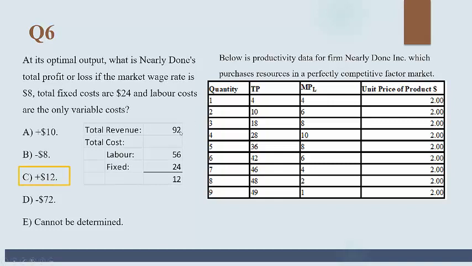Okay, so the total revenue is 92. Labor is $56, so we're going to multiply how much labor we're using times how much each unit costs, which is $8. We get the 56. The fixed cost is 24, so 92 minus these two equals $12.